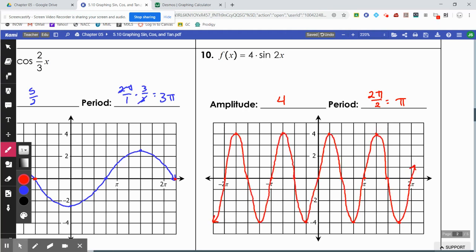And then we're just going to simply, again, connect our dots, and we will have our finished graph. And there is our finished graph, and you can see we do have, again, an amplitude of 4, and you can check the period here. From here to here is a distance of pi units.